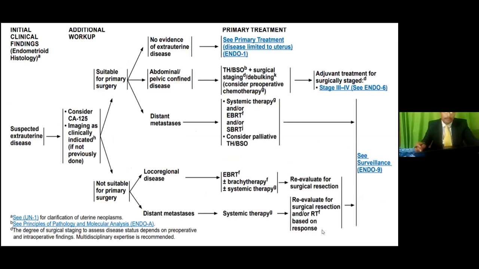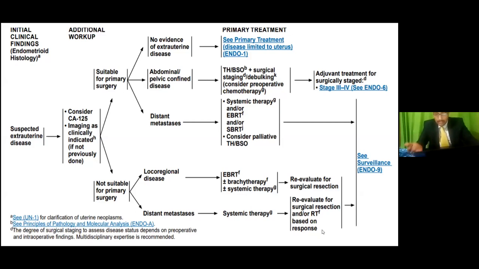And if extrauterine disease is suspected, we go for the CA125 and other imaging. If suitable for surgery, with no evidence of extrauterine disease, nearly 10 or 15 slides will be there. And if the disease is confined to the abdomen or the pelvis, we go for the total hysterectomy and the bilateral salpingo-oophorectomy or the debulking.